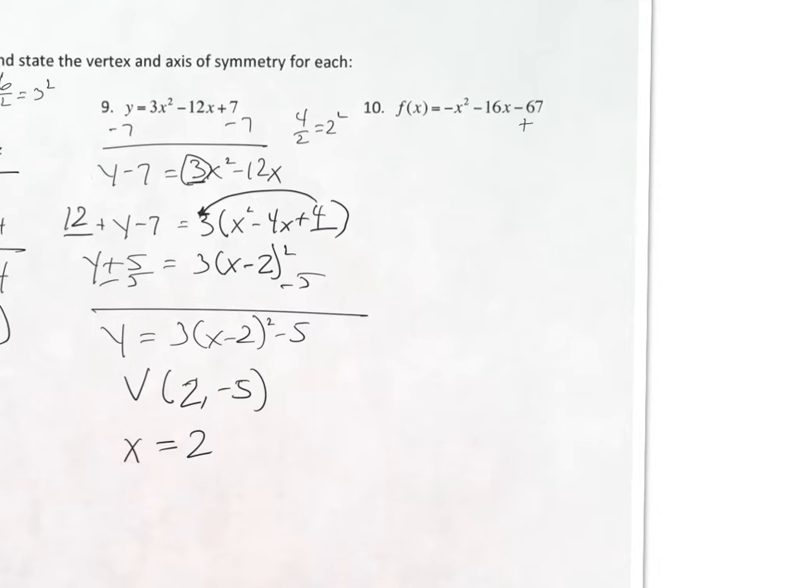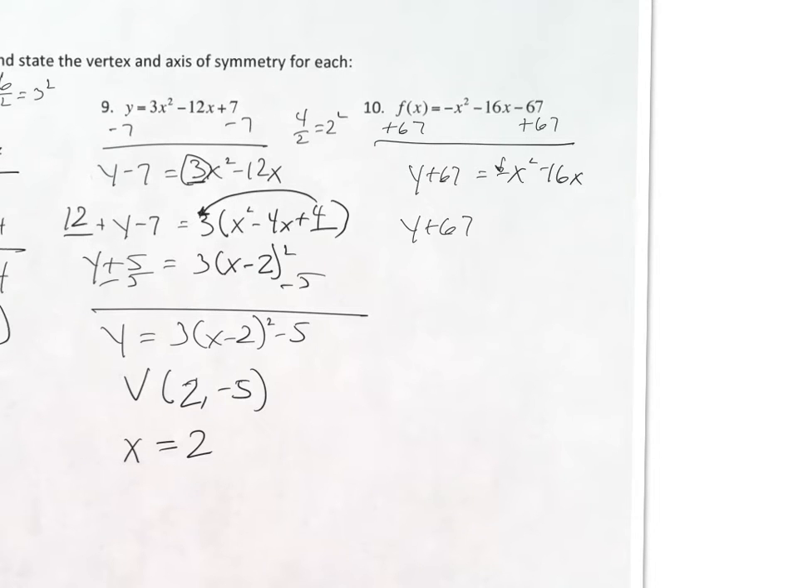Number 10, big numbers. It's all right, it doesn't really matter. We're not graphing these anyway. If you don't like f of x, you can call that y. So we just add that 67 to the other side. Same first step as all of them. Now the problem is, of course, it starts with a negative sign. That's no good. So on this side we have y plus 67.